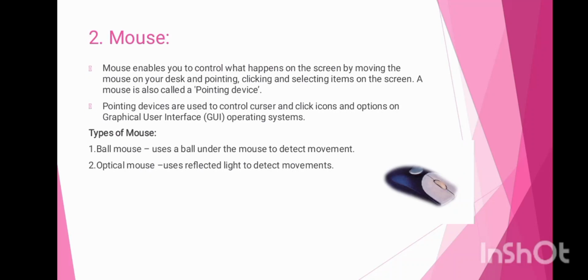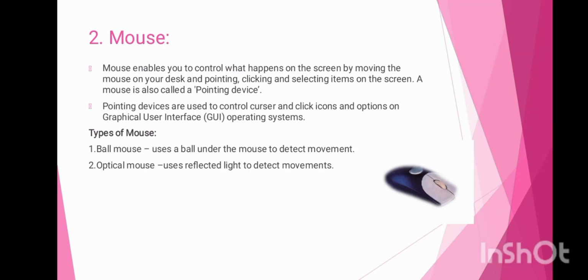Mouse. A mouse enables you to control what happens on your screen by moving the mouse and pointing and clicking on items on the screen. A mouse is also called a pointing device. A pointing device is used to control the cursor and click on icons and options on the graphical user interface and operating system.